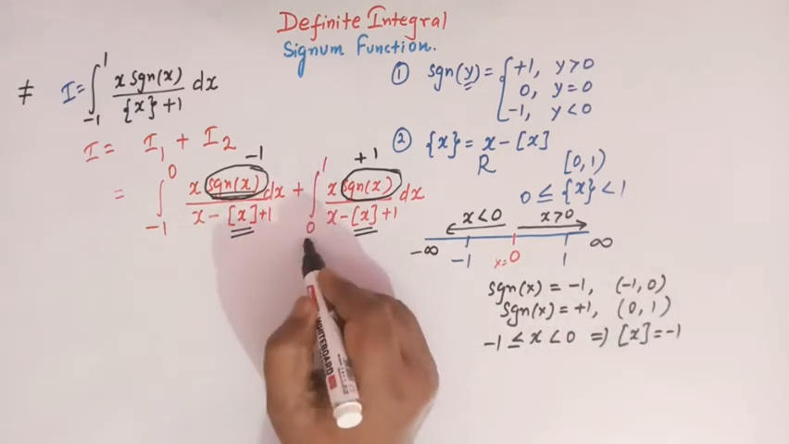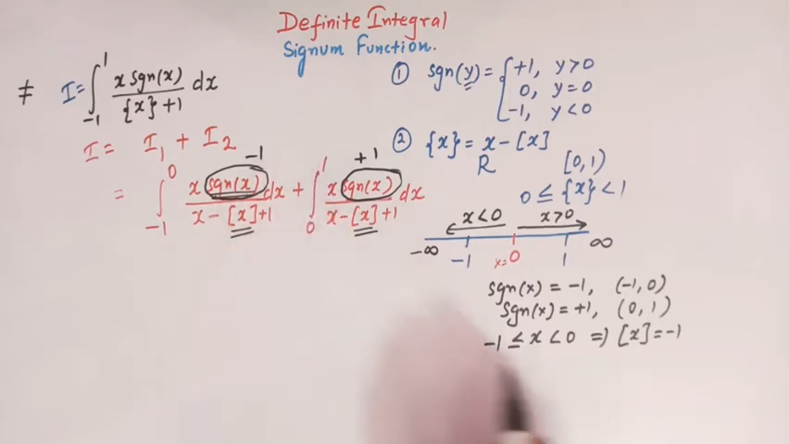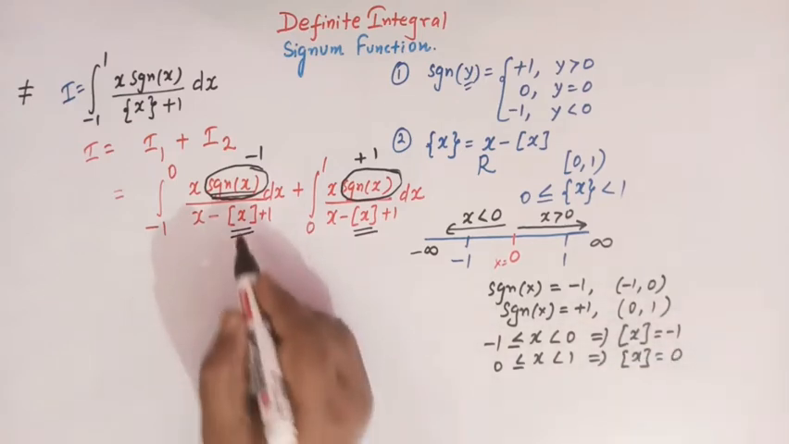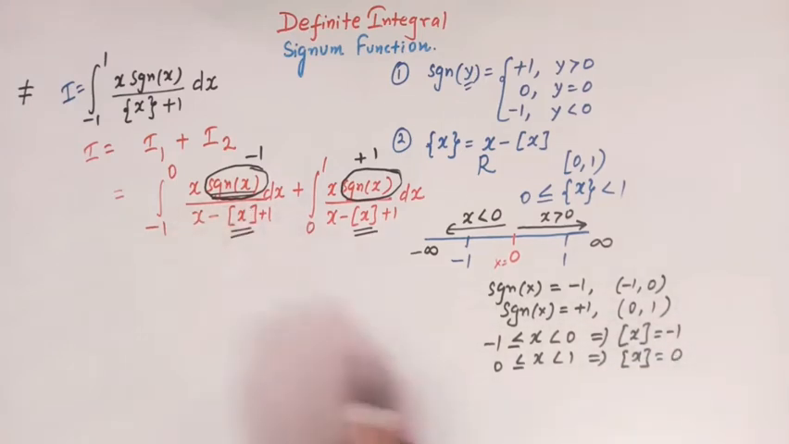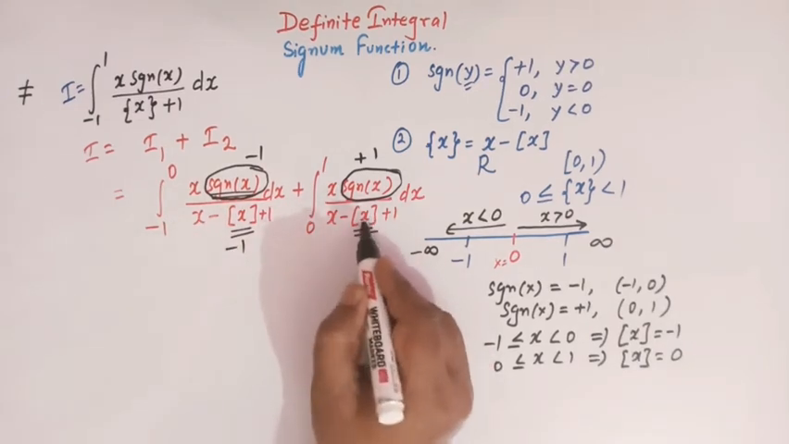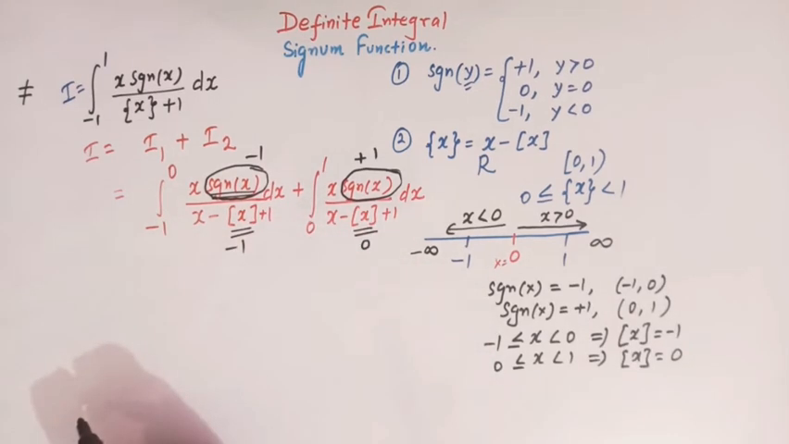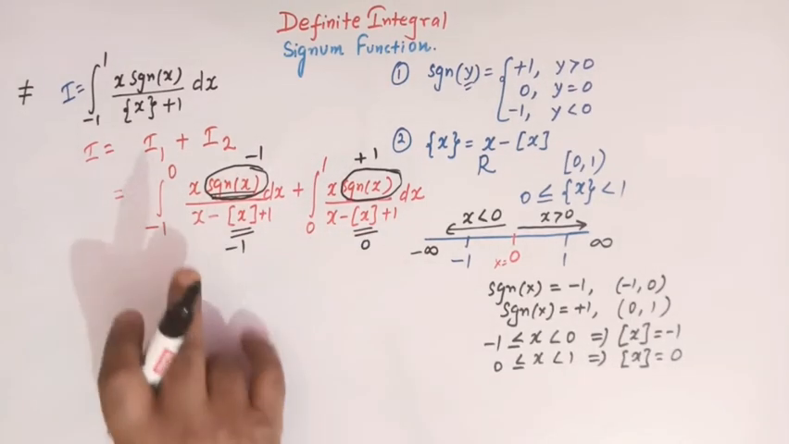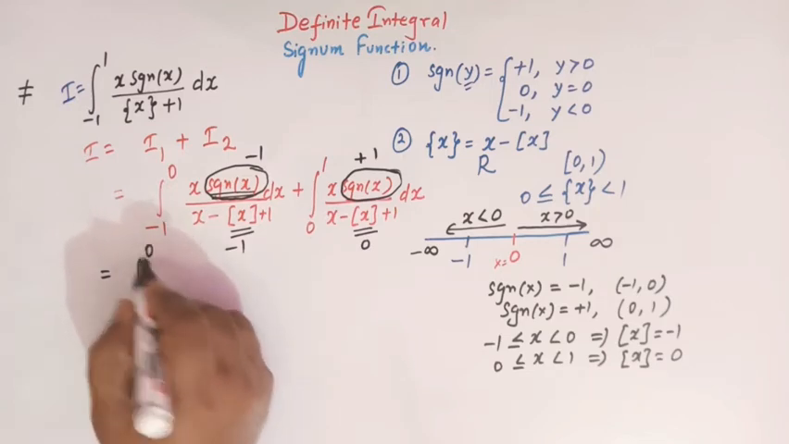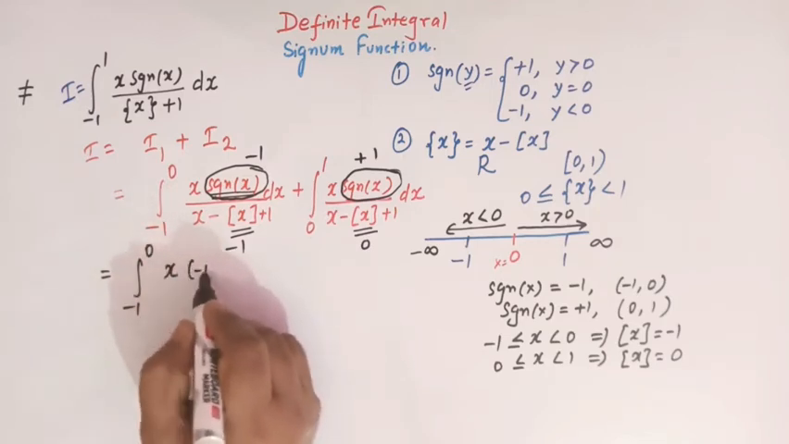And when we take this interval, that is from 0 to 1, then the greatest integer of x will take the value 0. So this will be replaced by -1, and this greatest integer of x will be replaced by 0. So now we can rewrite these two integrals as -1 to 0, and we have x times -1.